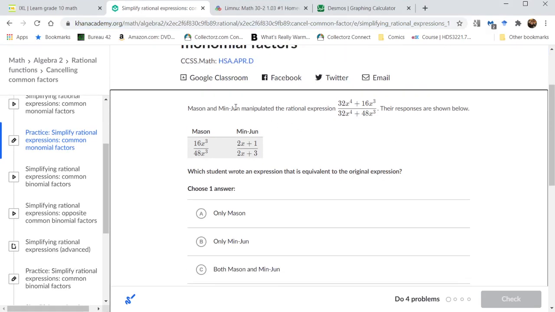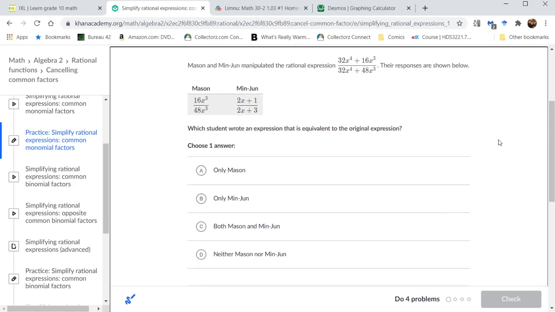So here, Mason and Minjun manipulated the rational expression 32x to the fourth plus 16x cubed over 32x to the fourth plus 48x cubed. Their responses are shown below. Which student wrote an expression that is equivalent to the original expression? So if it's equivalent, that means we can cancel common factors.